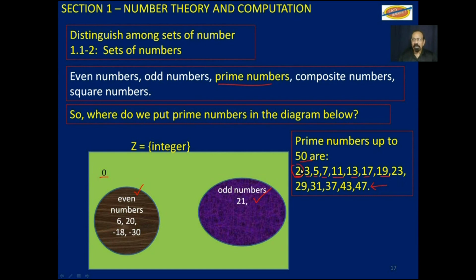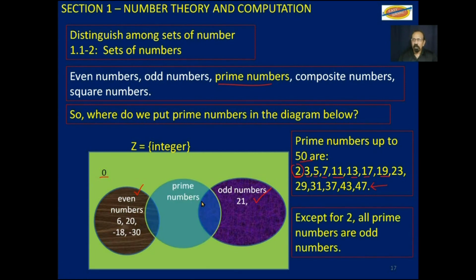So 2 is an even number that is prime, and all these other numbers that we see here, 3, 5, 7, 11, and so on, they are odd numbers, and they are also prime numbers. So we will put a new group like this, and except for 2, all prime numbers are odd numbers. So we put 2 here, and all these other prime numbers that we have here, we put them in this section here. They are odd numbers and they are prime numbers. So you put 3, 5, 7, 11, and so on. They are both odd and prime.